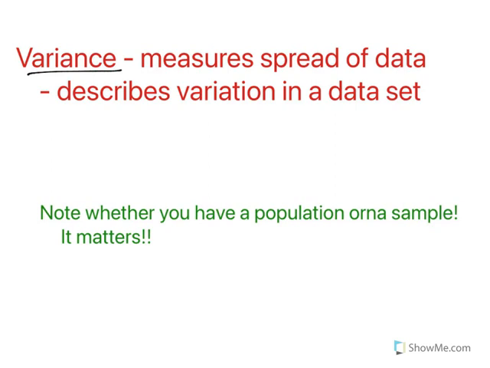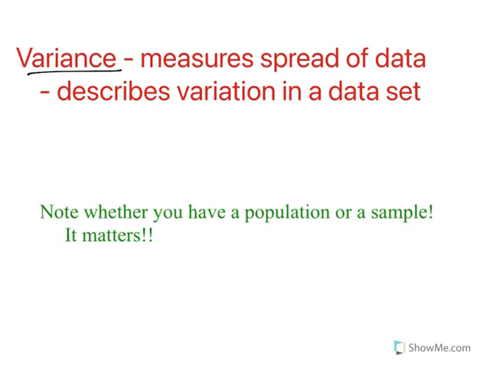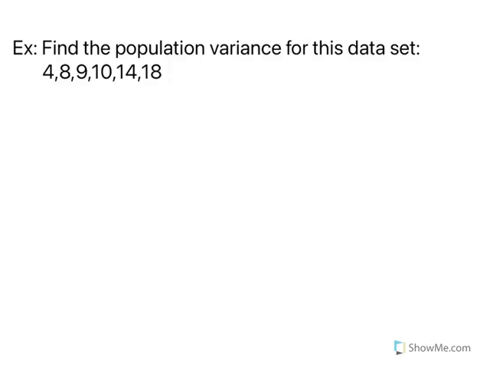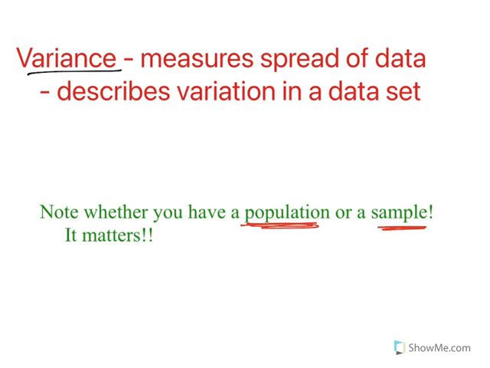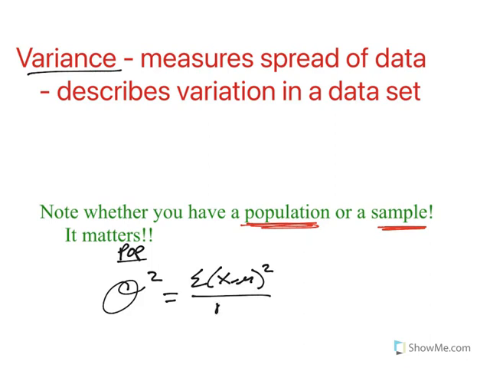Now, one thing I want to point out is that you have to make sure you understand whether you're dealing with a population or a sample because it changes the formula, okay? So let me just throw the formula at you. The formula for variance, which is sigma squared, this is for population, is the sum of x minus mu squared all over n. And you might be saying, I'm sorry, what does that mean? Well, we're going to get there.